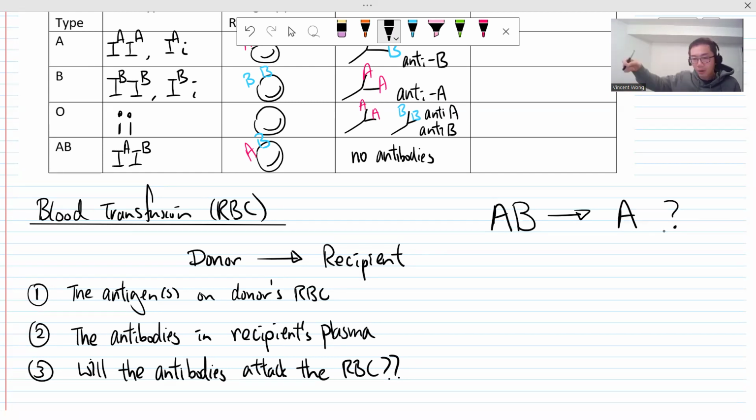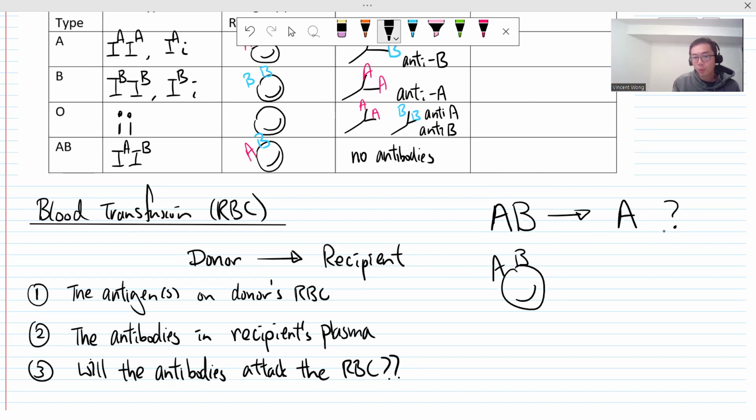Okay. So you write it down on paper, and then I'm gonna go through these questions and then see if you got it right. So first, this is the donor. This is the recipient. First question, antigens on the donor's RBC. So because the donor is AB, you can look at the chart. Their RBC is going to have A and B on it.